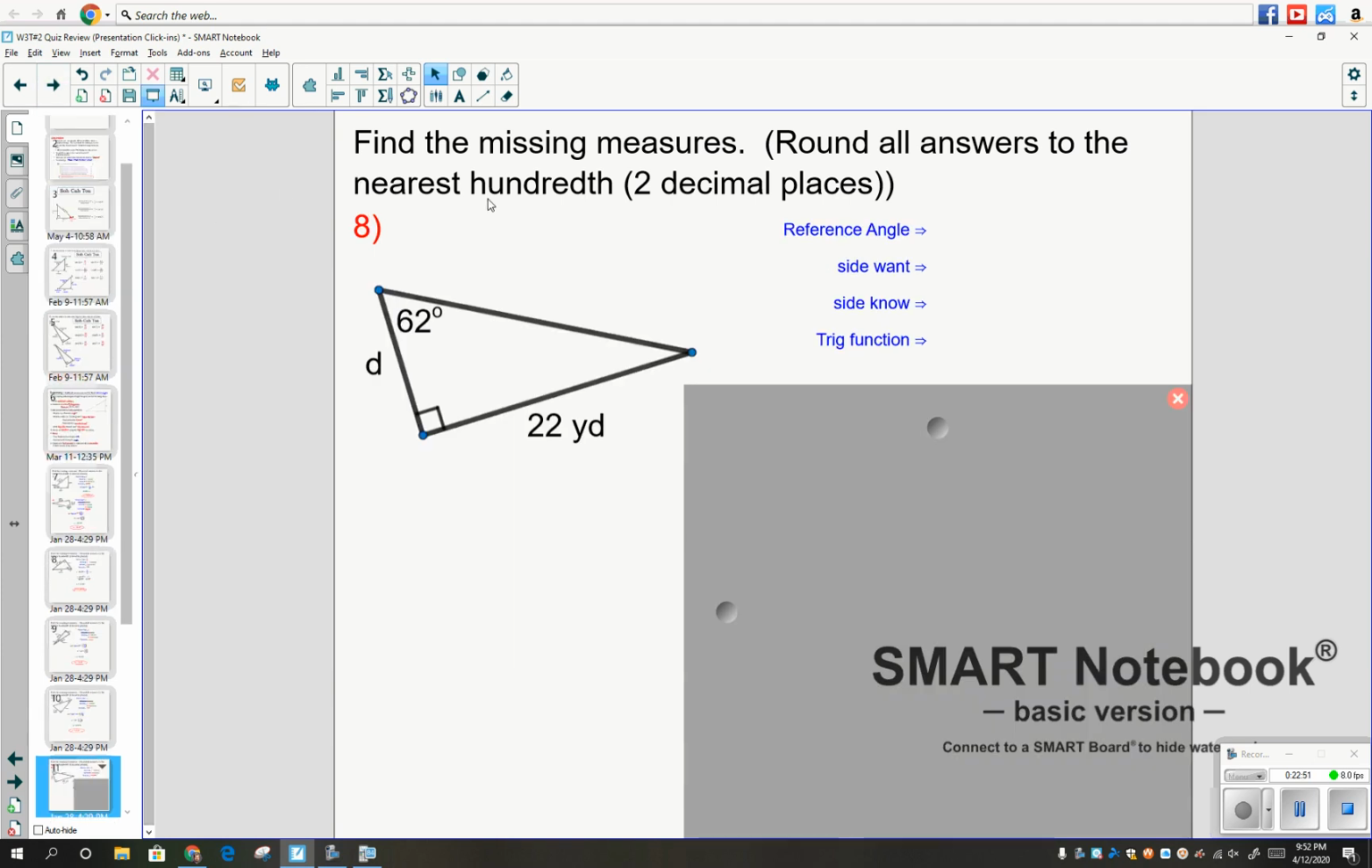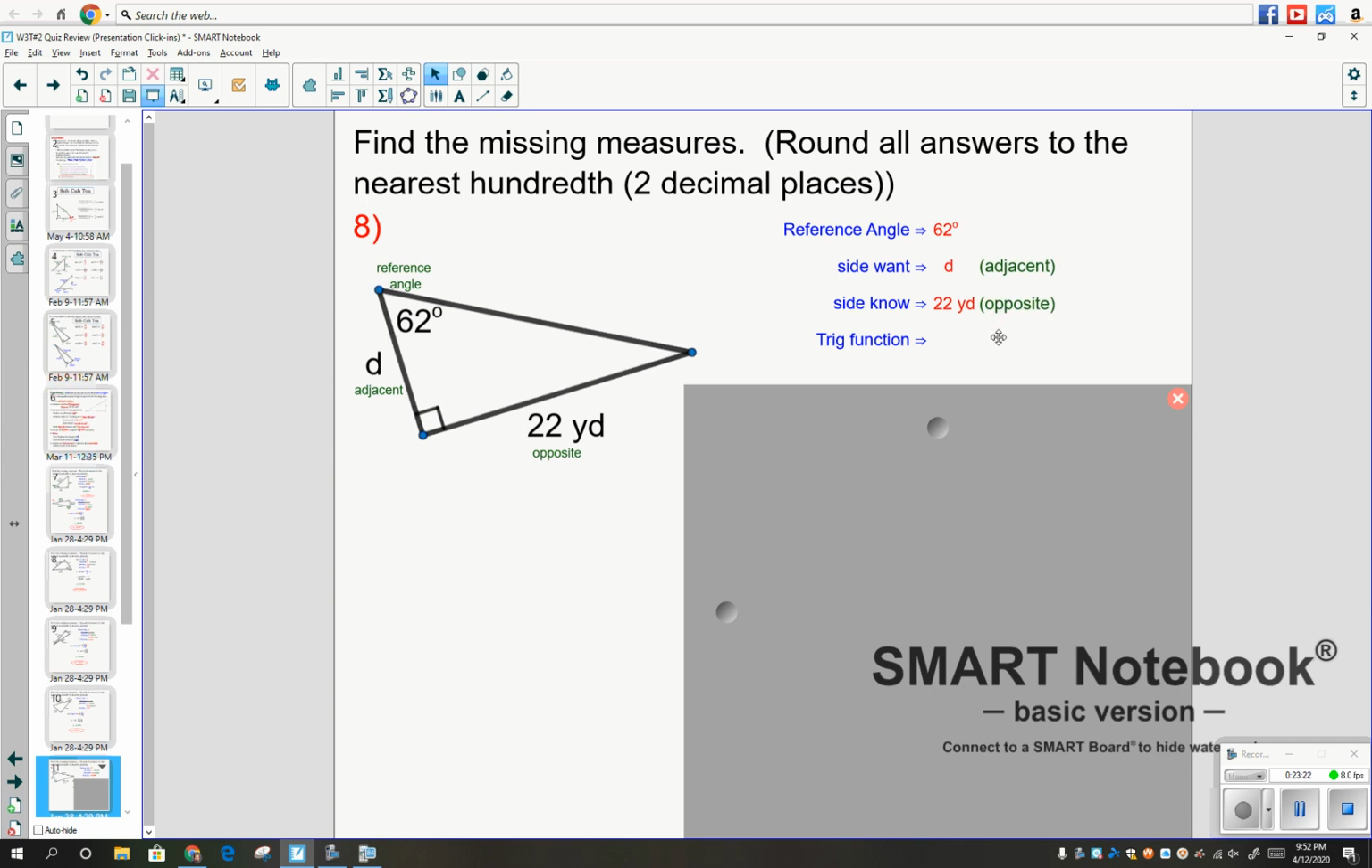Example number 8. Find the missing measure. What's my reference angle? 62 degrees. Which side do I want to know the measure of? D. Which side do I know the measure of? 22. But how are D and 22 related? Well, they're both legs. The hypotenuse I don't have anything with. Well, D is the leg that's adjacent. 22 is the leg that's opposite. So I'm using opposite and adjacent.